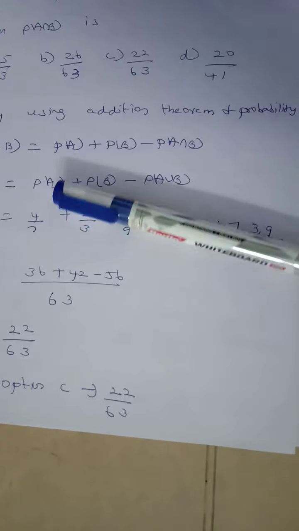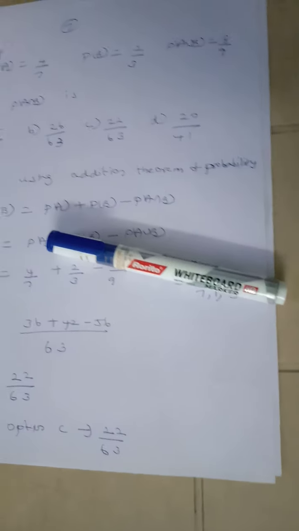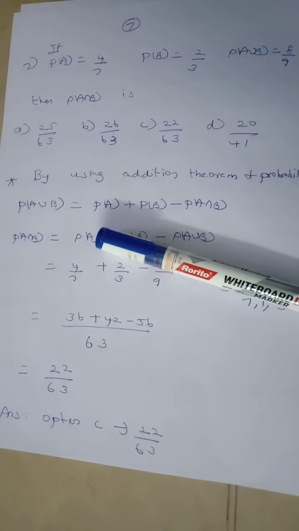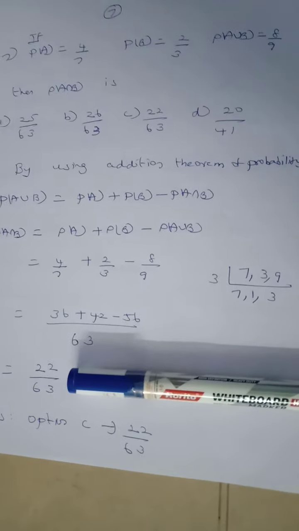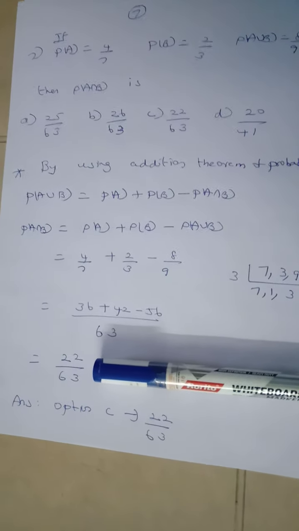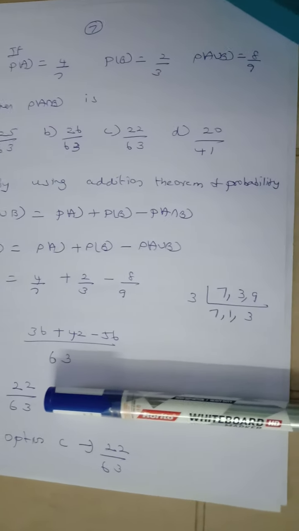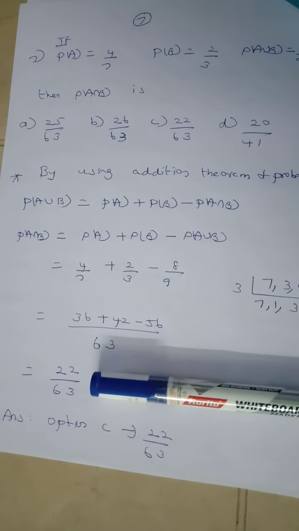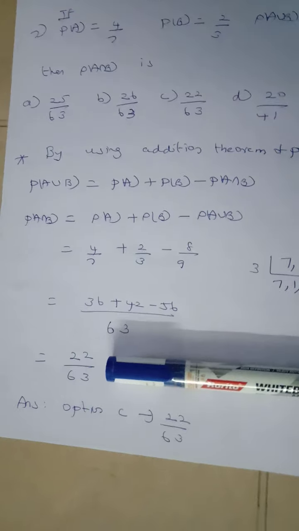Question number 7. If probability of A is equal to 4 by 7 and probability of B is equal to 2 by 3, probability of A union B is equal to 8 by 9, then what is probability of A intersection B? So we are going to use the addition theorem of probability. Probability of A union B is equal to probability of A plus probability of B minus probability of A intersection B. We need to find probability of A intersection B. So we bring probability of A intersection B to the left hand side. So we are going to substitute the values.